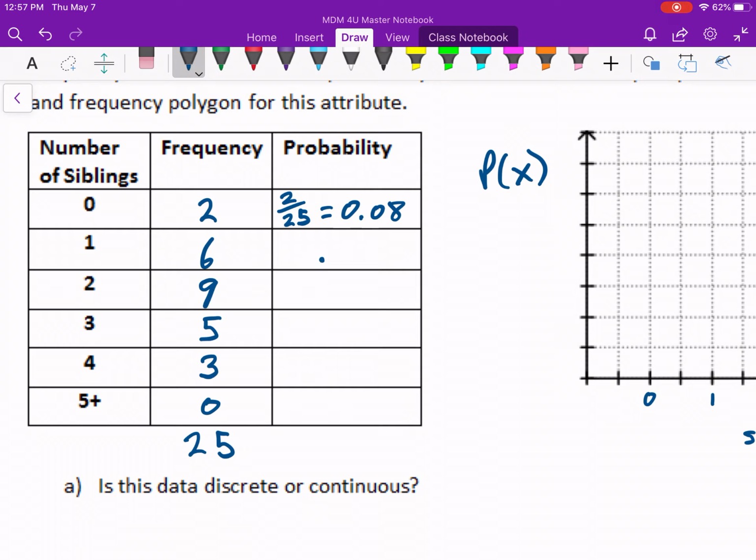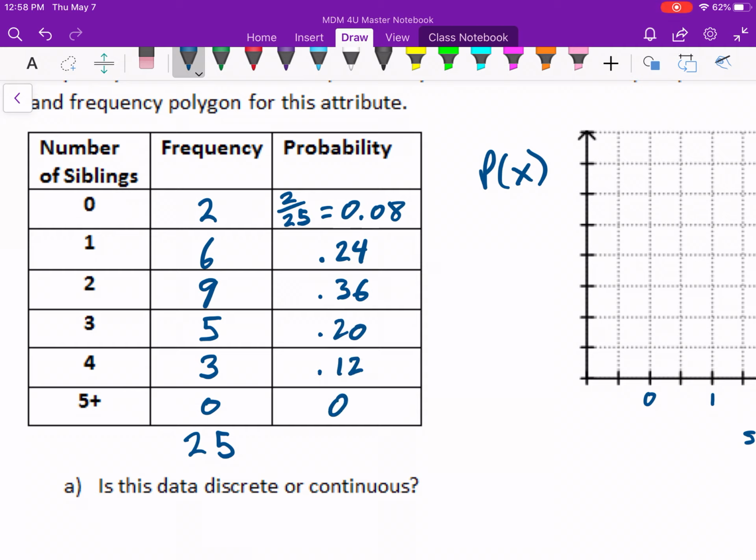So there's about a 24% chance that I get someone with one sibling. 9 times 0.4 is 36%, and 20%, and 12%, and of course 0%. So those are my respective probabilities.